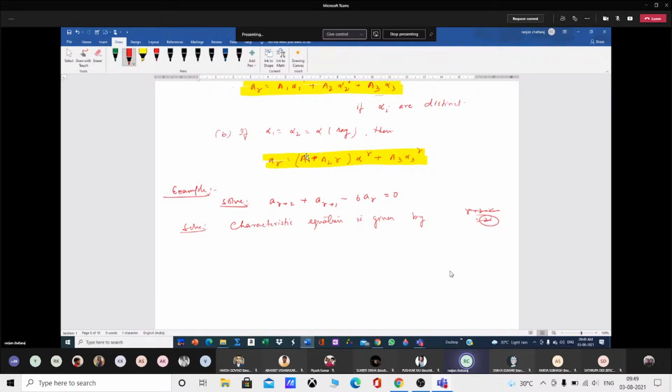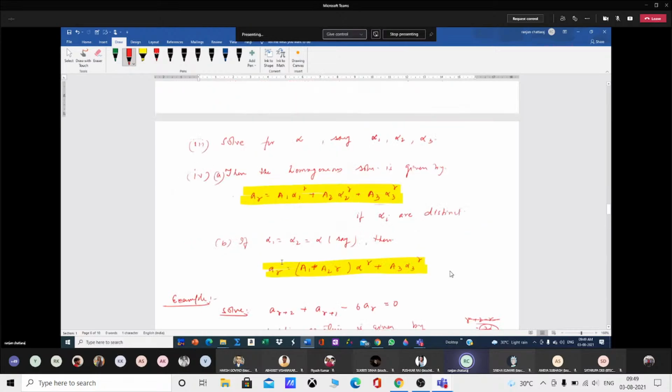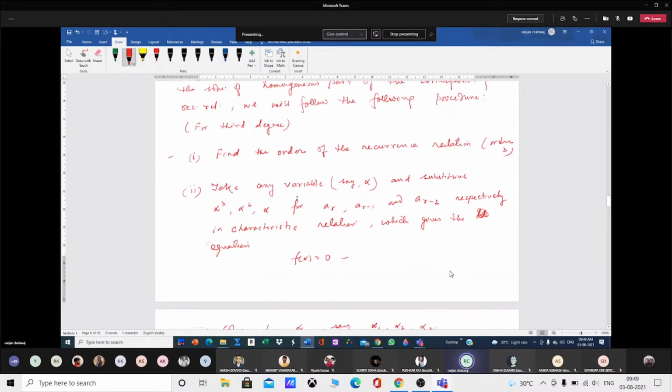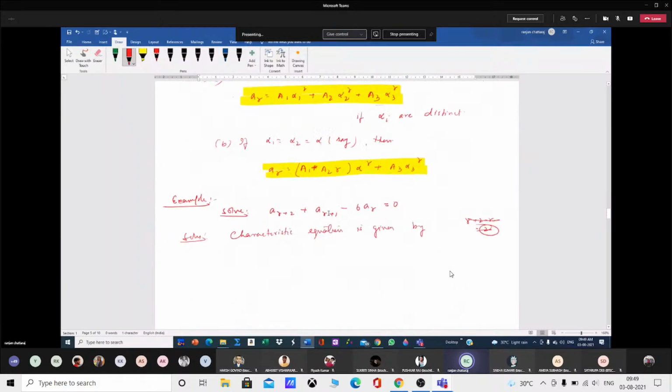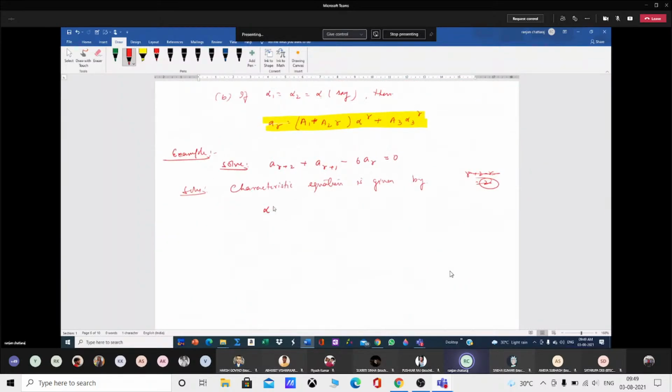So it is 2. Then you start from here. Find the order of this. Take any variable alpha and substitute this for the A_r. So A_r for alpha cube. Now we were taking the third degree. We have the second degree here. So we'll start from alpha square. So instead of this, I am writing here alpha square plus, sorry, this should be minus alpha, and this is 6. Exactly follow the steps.